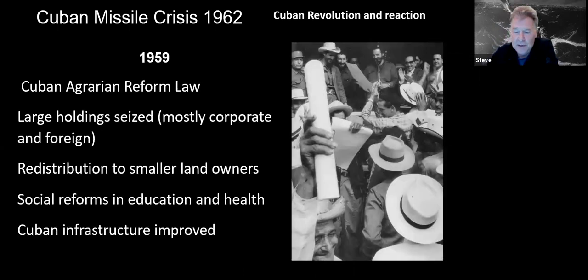When he gets back to Cuba, the reforms start. There's an agrarian reform where all the large holdings are seized, and these mostly belong to foreign businesses or corporations. There's redistribution to smaller landowners, and then social reforms in education, free healthcare, etc. And they start building new roads and improving the infrastructure, which has just been left to deteriorate.